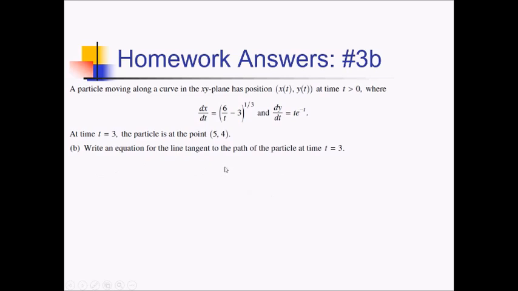For this part of the problem, they want the equation of the line tangent to the path at time 3. So for tangent lines, we need an x, a y, and a slope. Well, they gave us the x and the y here. They said at time 3, we're at the point 5, 4.